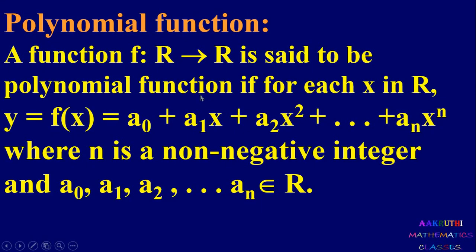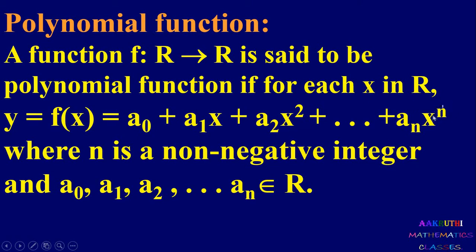The next type of function is the polynomial function. A function f from R to R is said to be a polynomial function if for each x belongs to R, y equal to f of x equal to a0 plus a1x plus a2x square plus etc. plus an x power n, where n is a non-negative integer and a0, a1, a2, etc., an are real numbers. Now here, important, x to the power n should be a non-negative integer.